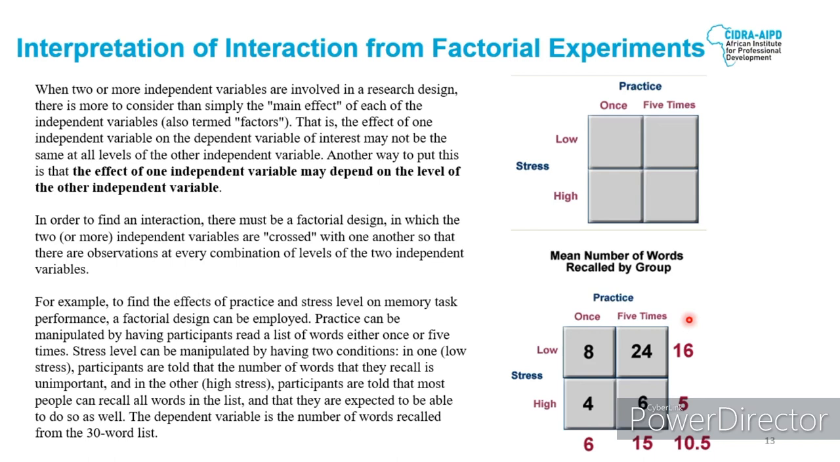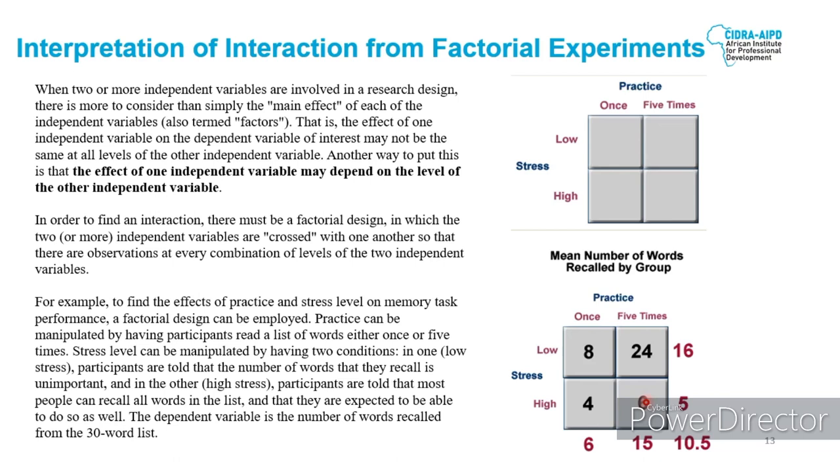However, the effect of the practice variable depends on the level of stress and vice versa. Under low stress conditions, practice seems to have a substantial positive effect, an average of, you can see right over here, 8 words recalled with one practice, 24 words recalled with 5 practices. But under high stress conditions, practice has only a small effect, that is 4 versus 6 words under the two practice conditions respectively. We can all joke around and say that it's hard to learn stuff the day before our exams when our stress levels are usually very high. Therefore, we have evidence of an interaction in this study.